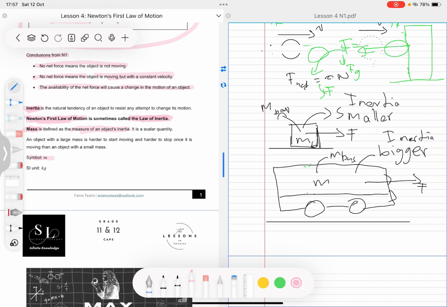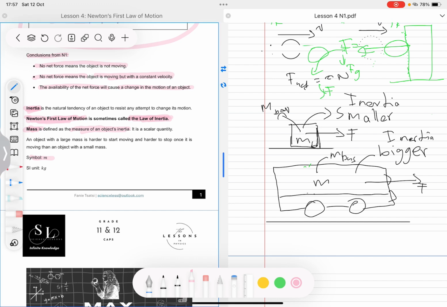And we already talked about this: mass is measured in kilograms, right? That's the SI unit that we use in our calculations. Sometimes you can be given mass in grams. That means you have to convert this to kilograms. We use this in calculations and reporting our answers.